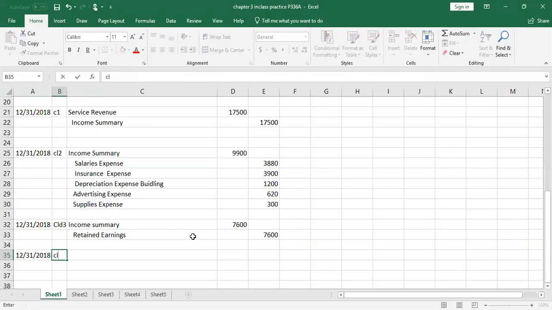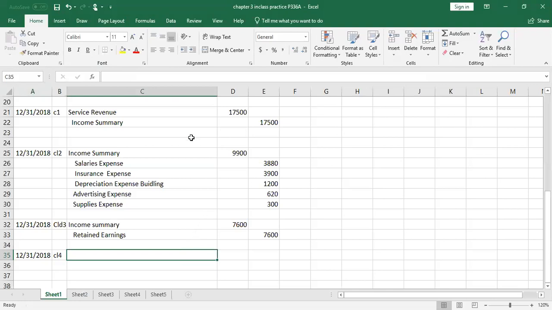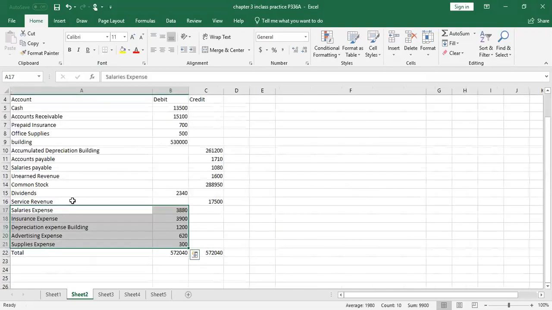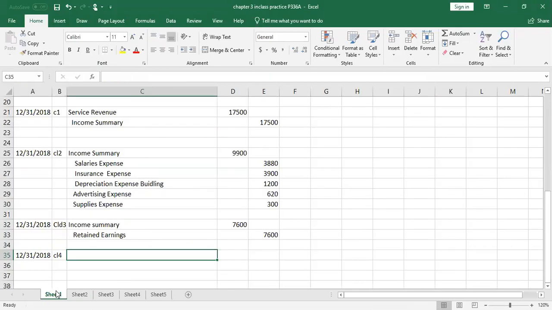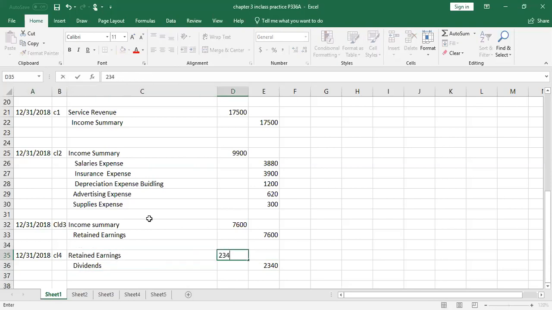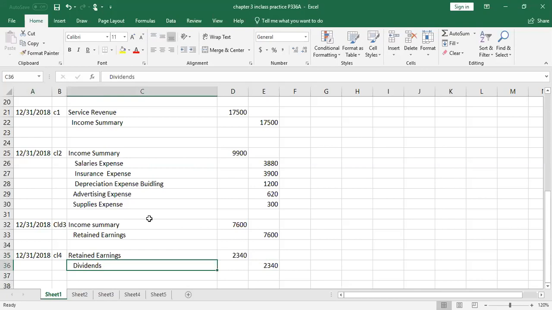12/31/2018, CL4. The current balance in my dividends account is a debit of $23.40. But I'd prefer you look at your general ledger to see that balance of $23.40 on the debit side. So how do we reset it to zero? Well, you've got to credit the dividends account $23.40 and debit retained earnings, decreasing retained earnings. Direct flight. No accounts along the way to stop in.